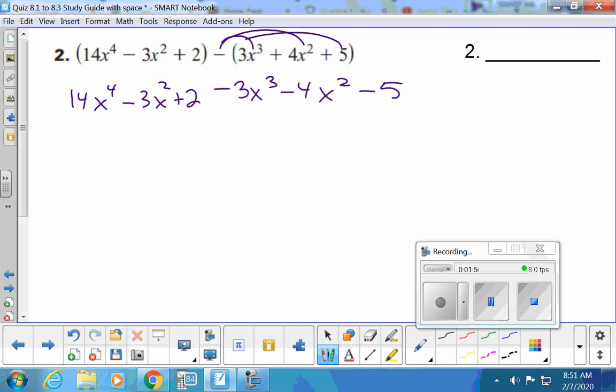So we'll get our colors up here again going. Let's start with pink. If this guy's pink, is there any other person that's pink? Any other like terms to join the 14x to the 4th? Nope. So just leave it 14x to the 4th.